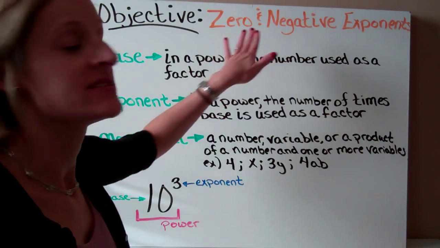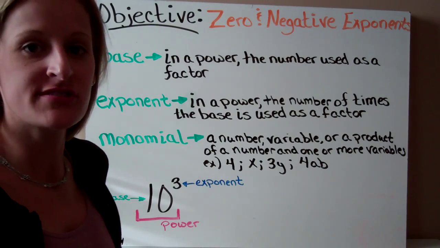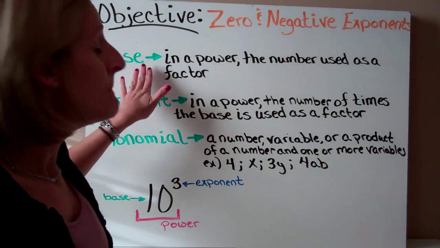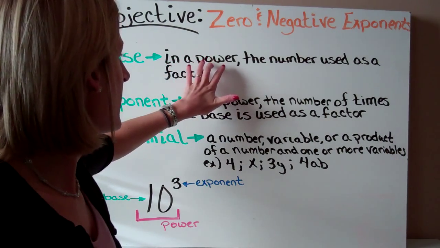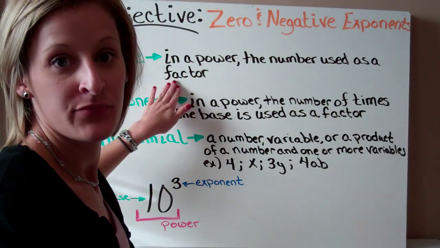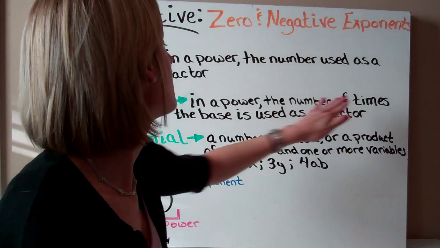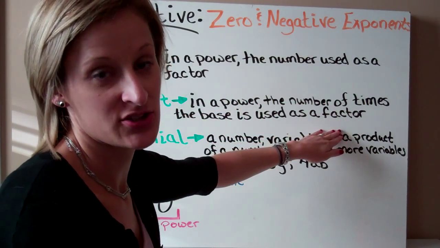Alright, let's look at zero and negative exponents. First, let's go over some vocabulary terms. A base, when we're talking about a power, is the number used as a factor. The exponent in a power is the number of times the base is used as a factor.